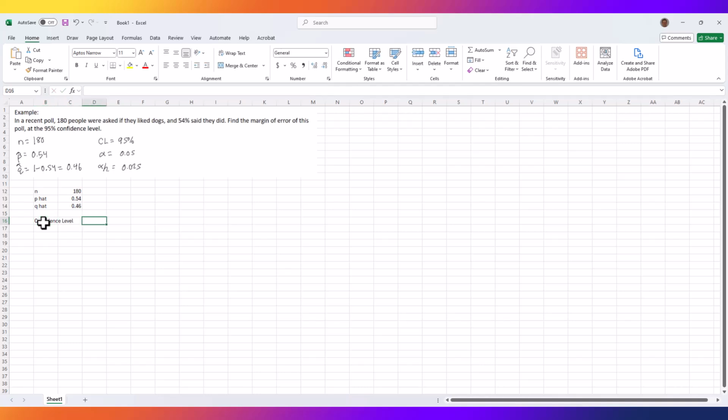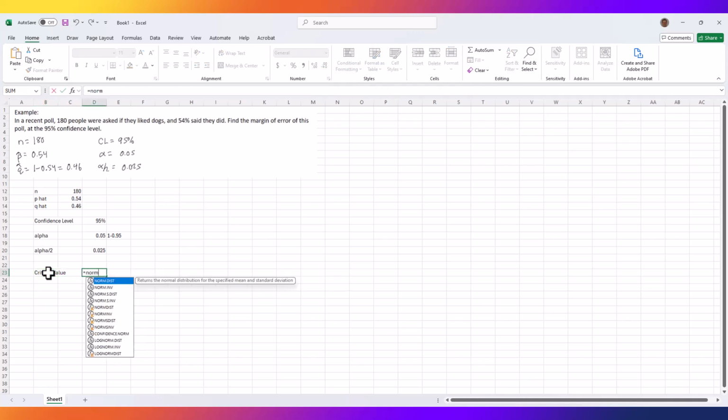Confidence level, 95%. Alpha, 1 minus 0.95. And so I'm going to add a little bit of work here for you to see it. And then alpha over 2 is equal to 0.05 over 2. So those are the things we need, and so I'll get our critical value because that's important.